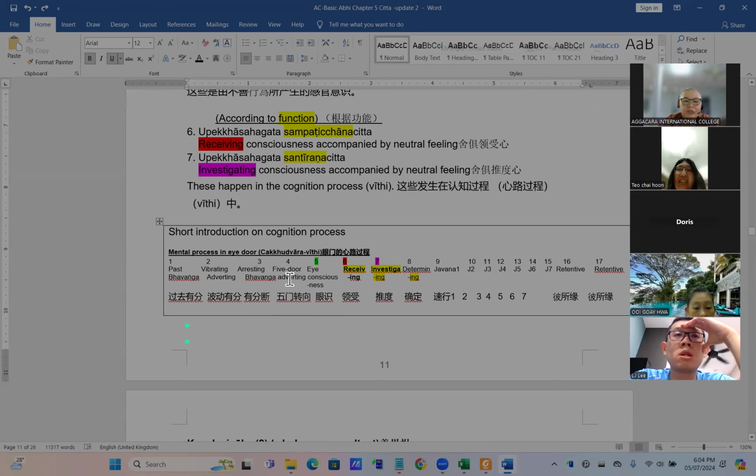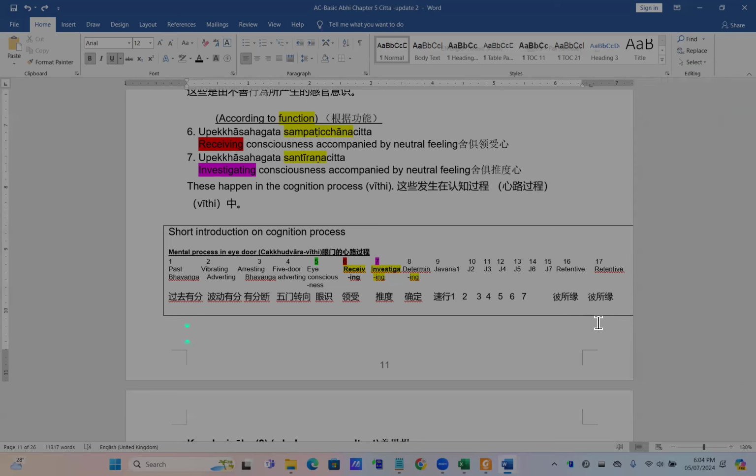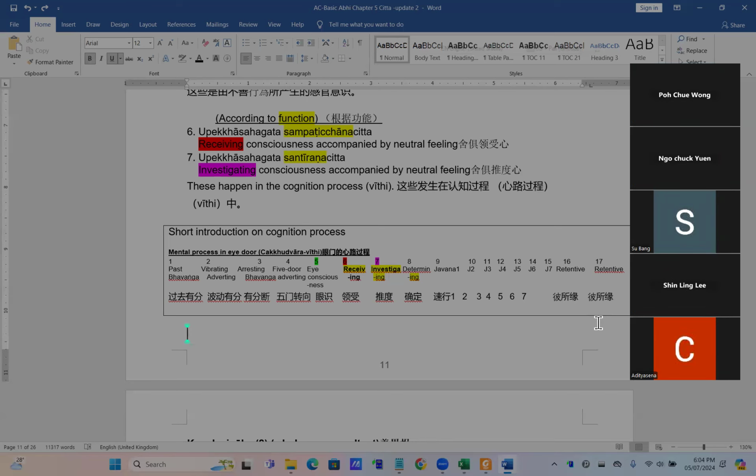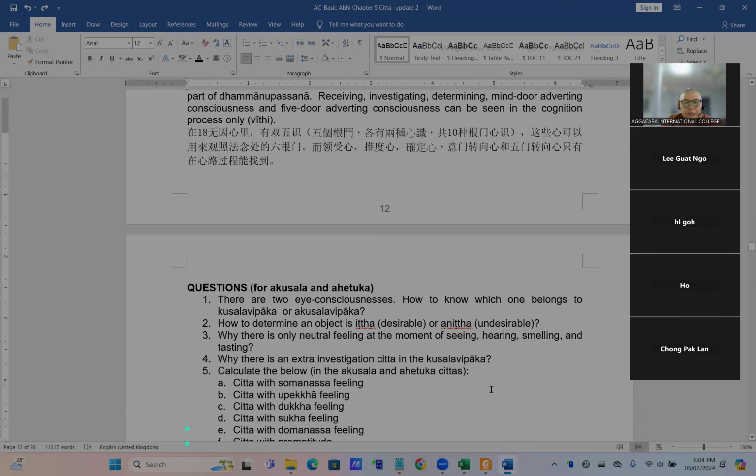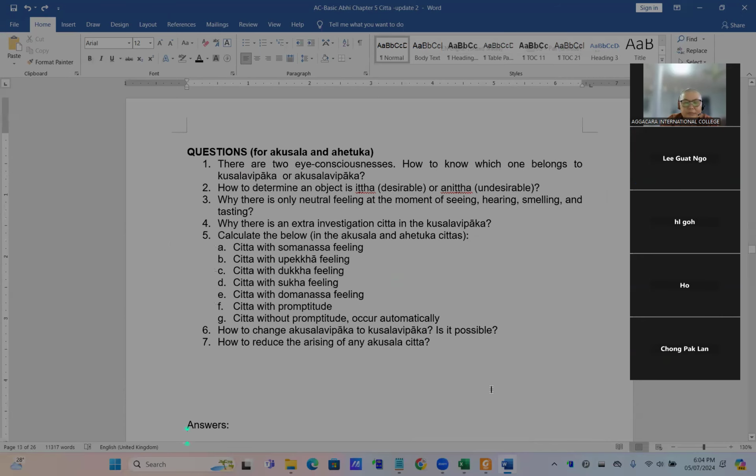Okay, if your answer is the past consciousness, then it's wrong, because the earlier one is the five-door adverting. But unless you're talking about the whole process, the whole mental process, where the earlier one is akusala, then the whole mental process is akusala. Maybe you can take it in this way. Or maybe another answer: when you see the item, the akusala mental factor is associated, so it becomes akusala vipaka. I don't know.